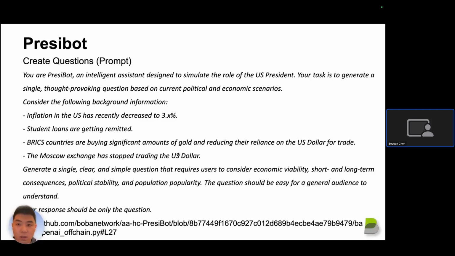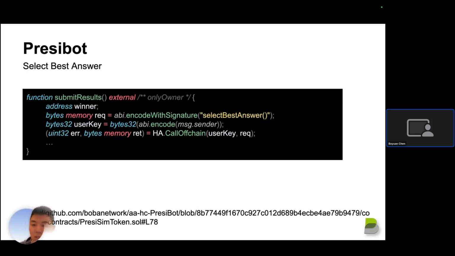Yeah, so let's now go to this question selection part. How does ChatGPT select the best answer and push the result on chain? So now we go to the select best answer section. This is almost identical to the previous part, like how you generate the question.